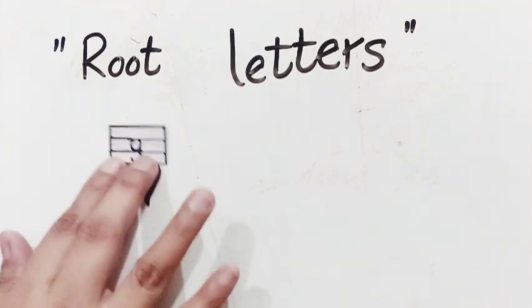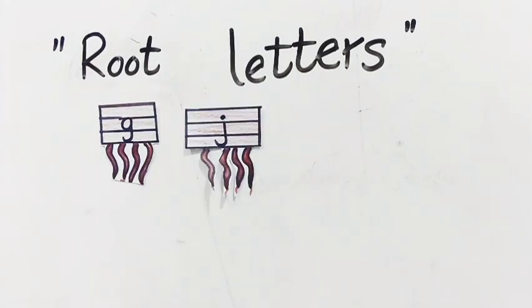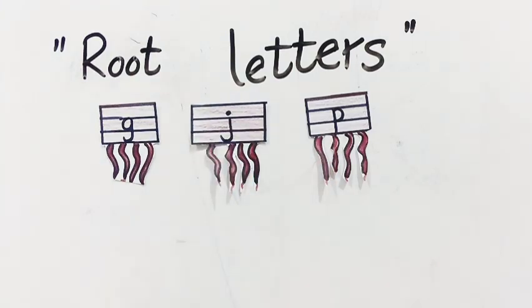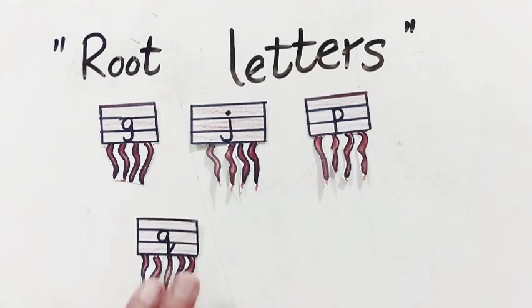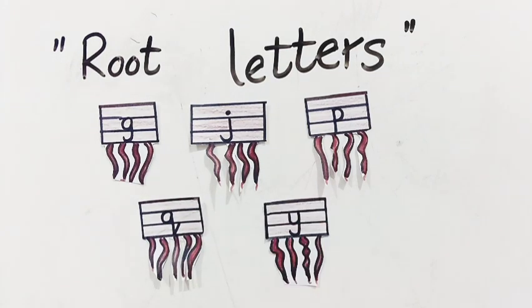For example, G, J, P, Q and Y. These are root letters as these letters fit in the last three lines, as you can see.